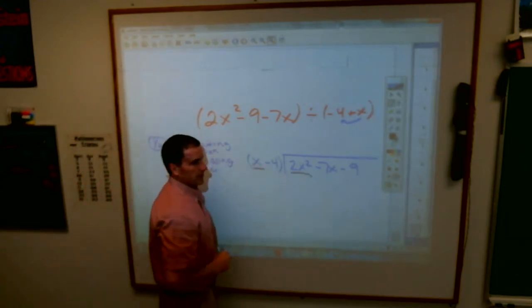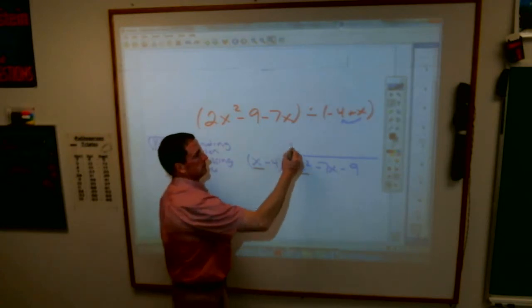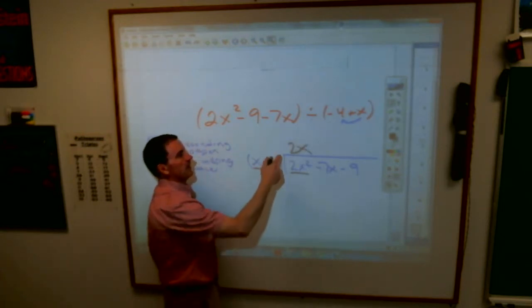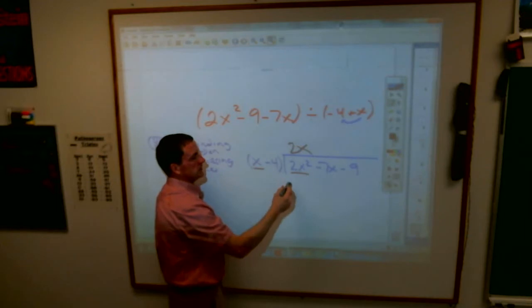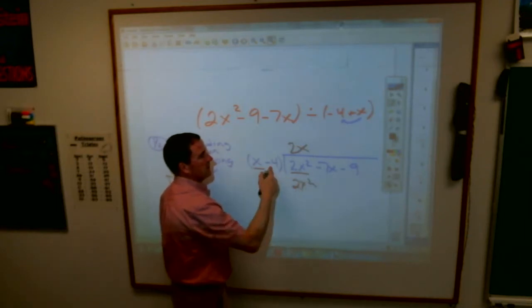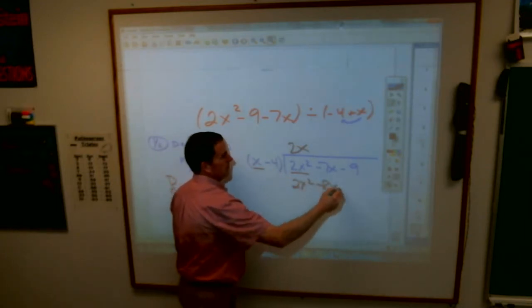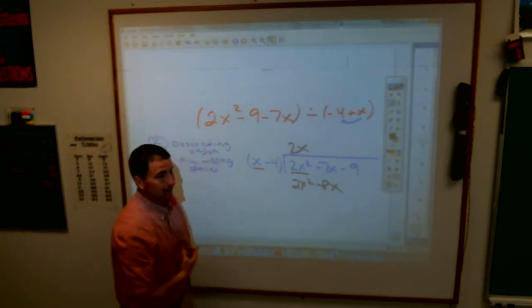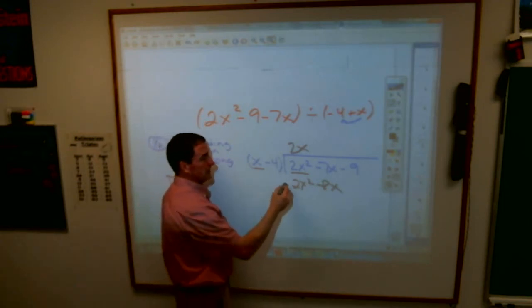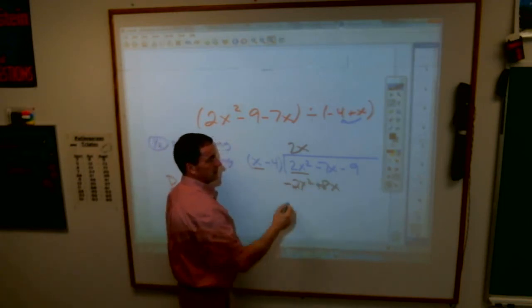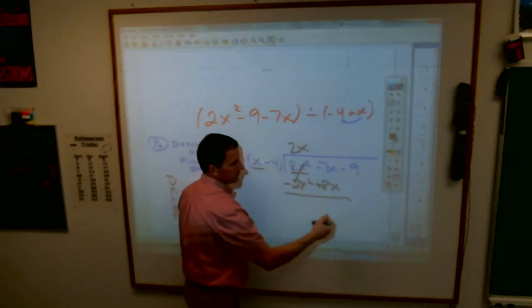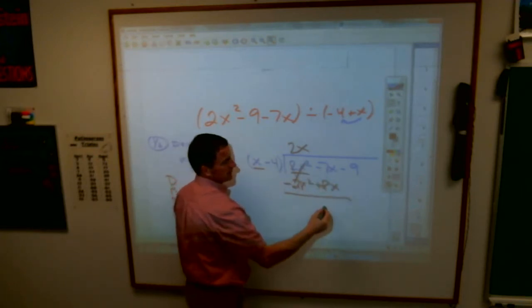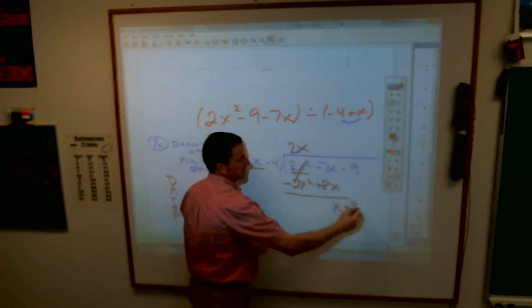X times what is 2x squared? 2x. That's my division. I need to multiply 2x by both of these. I get 2x squared minus 8x. The part that everybody forgets to do, I get to the subtracting part, which means these change to their opposites. The 2x squared goes away. 8x minus 7x is 1x minus 9.